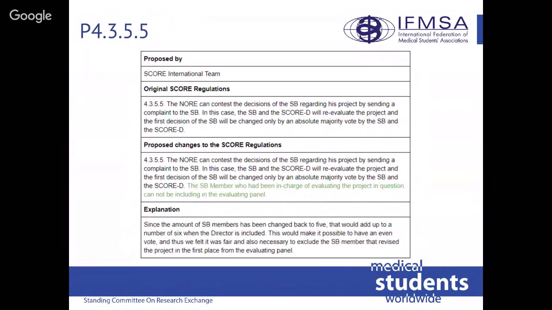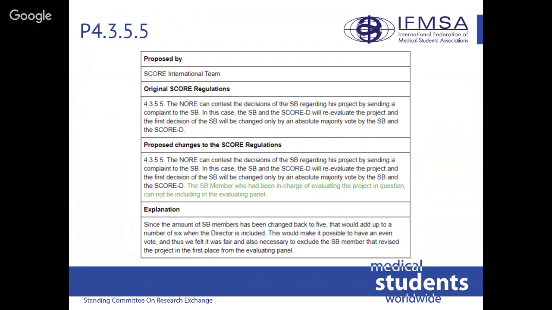4.3.5.5 states that the NORI can contest the decisions of the SB regarding his project by sending a complaint to the supervising board. In this case, the SB and the SCORI-D will reevaluate the project, and the first decision of the SB will be changed only by an absolute majority vote by the SB and the SCORI director.